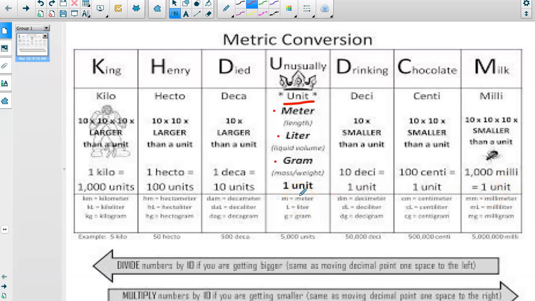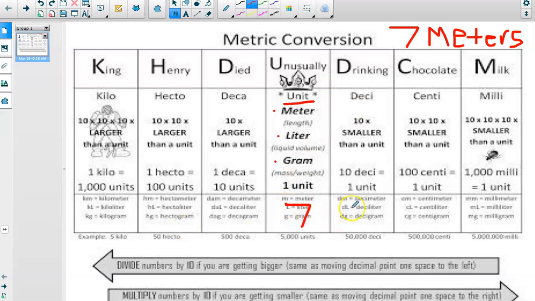So let's do a little conversion right now. I'm going to use 7. Let's use 7 meters. I could have chosen grams. I could have chosen liters as well. Remember, it's the same conversion. Let's see how. Ooh, can I write with this? Let's see. There we go. 7 meters. So I'm going to put 7 down right here.